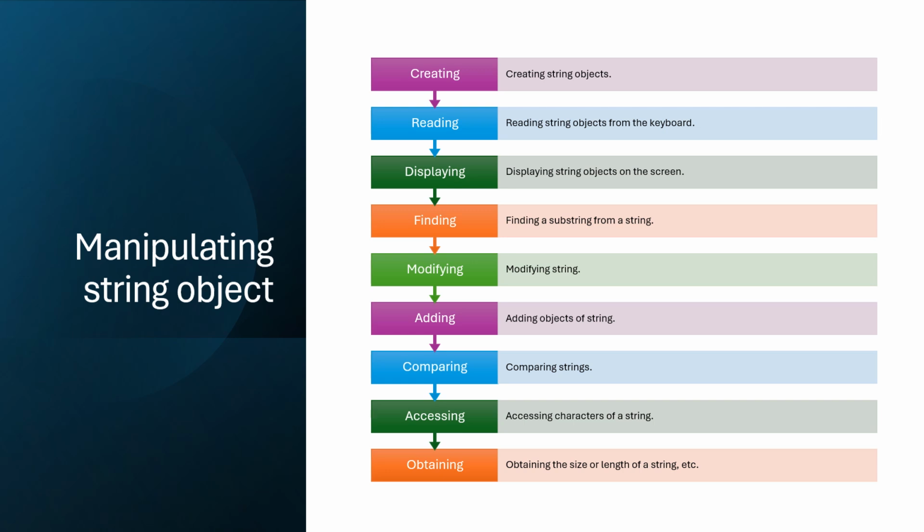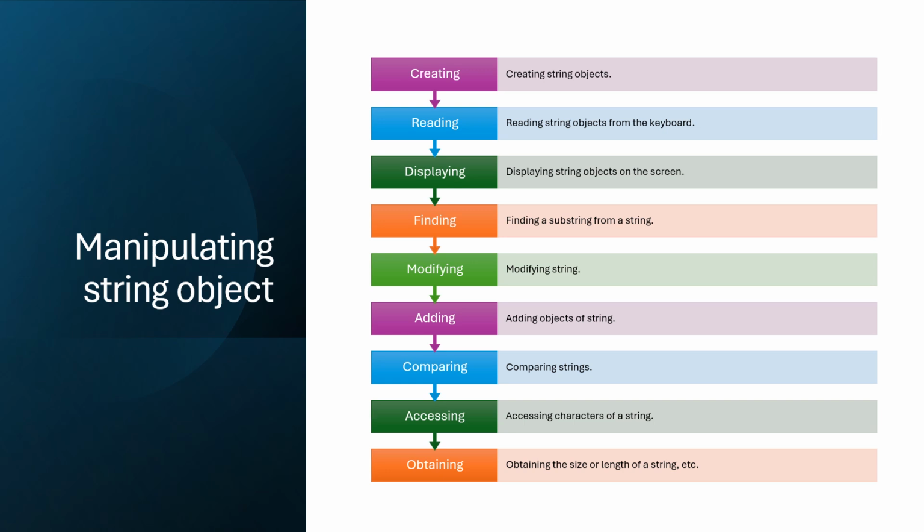Then, manipulating string objects, what all can be done here? We can create, read, display, find the string, modify, add, compare, access and obtain, and it continues. Creating means we are going to create the string object. Reading means we can read the string object from the keyboard by the cin statement or getline. Displaying the string object means by using the cout statement we can display the output. Finding the string means finding a substring from a string. We have many methods to find a substring from a string.